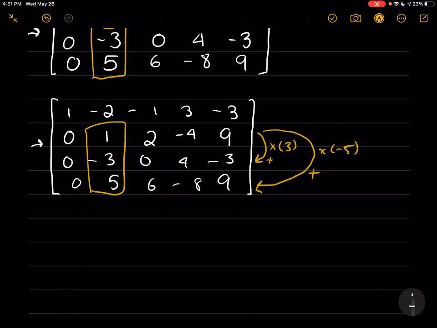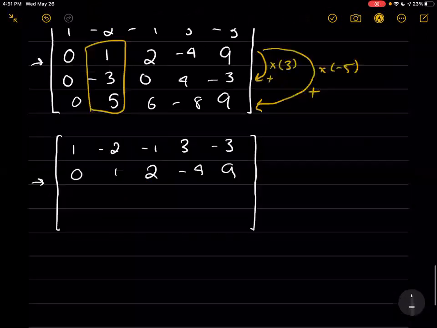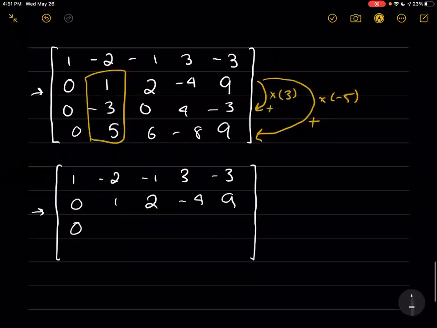Okay, so when we do those, top row stays the same. We get the second row also stays the same. We're not doing anything to it. And then for this row, we do 0, and then 3 plus -3 is 0. 6 plus 0 is 6. We get -12 plus 4. That's going to go ahead and be -8. And then we get 9 times 3 minus 3. I think that works out to be a +24.